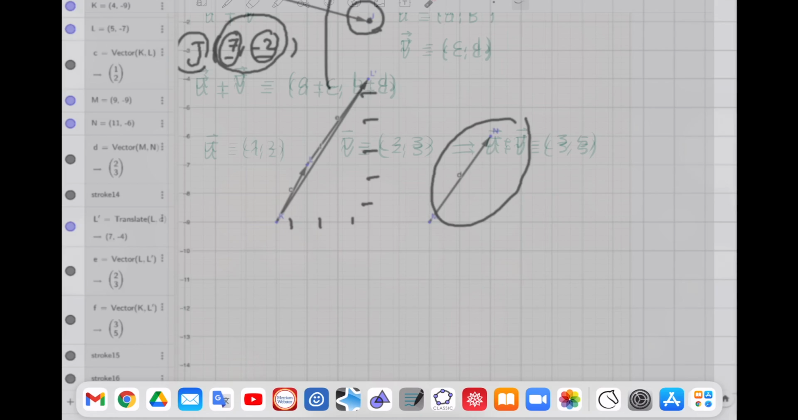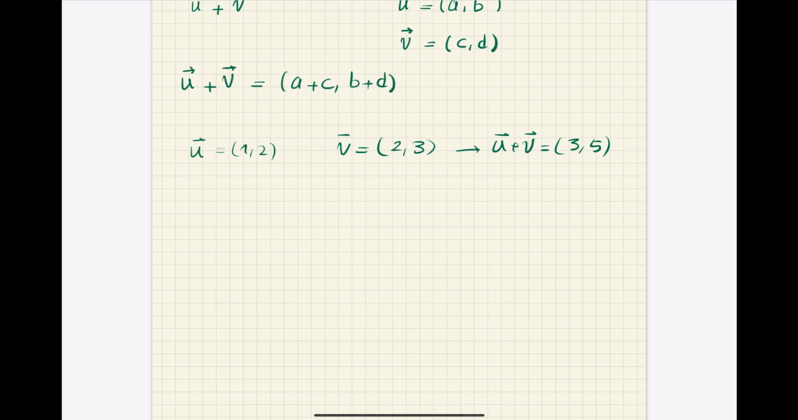So if we go back, from now on, if I have u equals a, b, and c, d for v, then if you want to add them, simply add them component-wise, a plus c, b plus d. Yes, if you want to subtract them, you should be able to convince yourself that the same is true for subtraction.